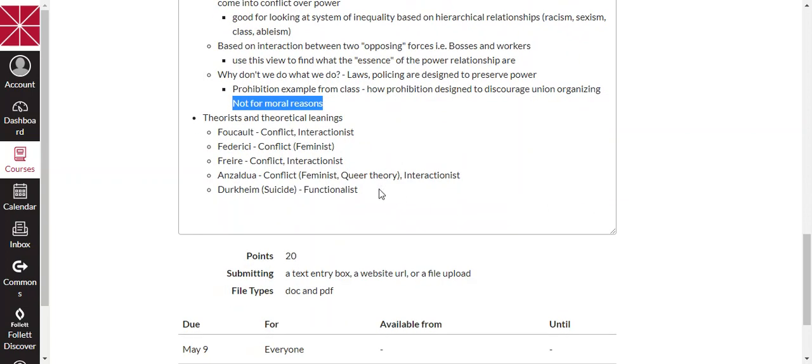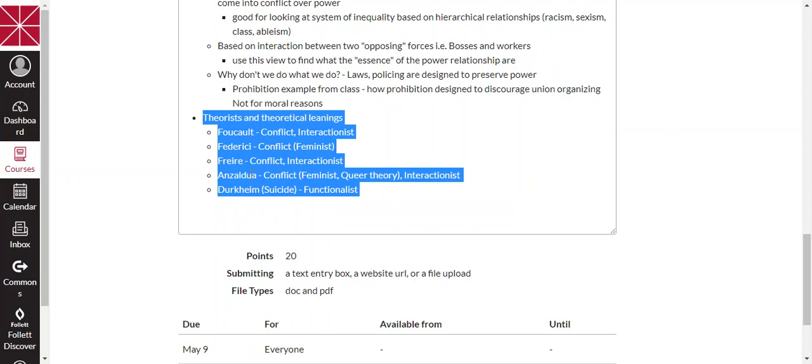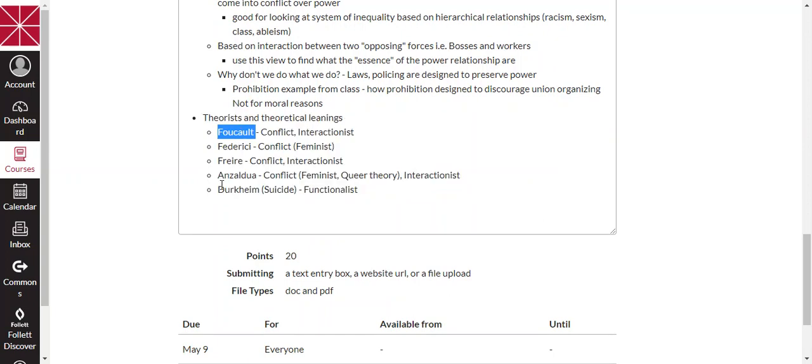So again, you could look at each one of these sub-theories, Foucault, Federici, Freire, Anzaldúa, Durkheim, and what they have to say, and how they might contribute to what you're talking about. So if any one of these theories particularly speaks to you, or these theorists give you an idea of what you want to talk about, go for it and use that as a way to talk about this.